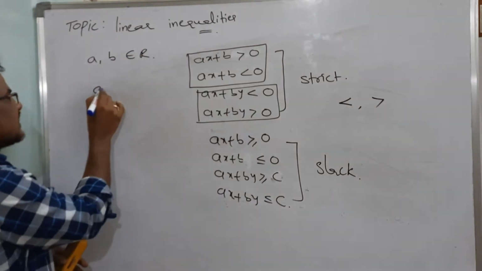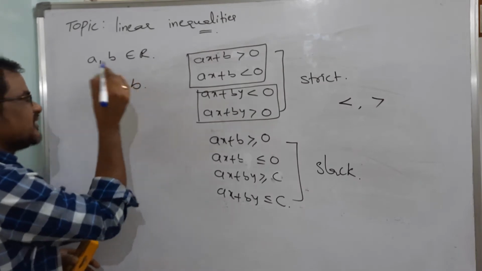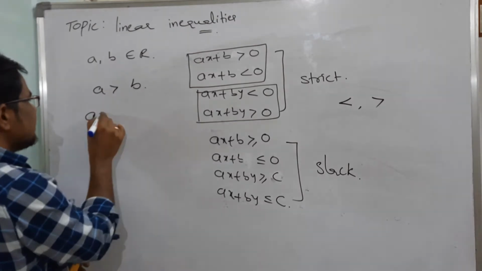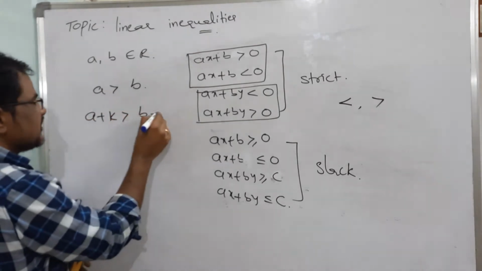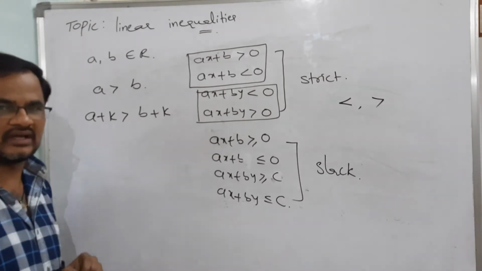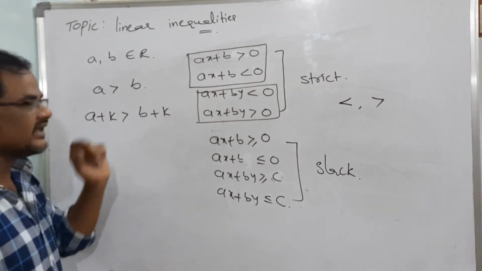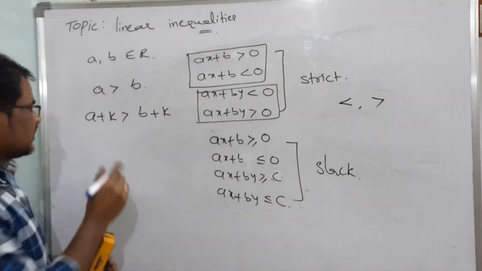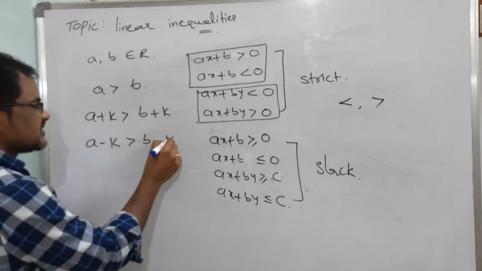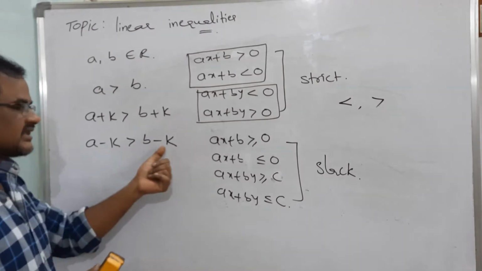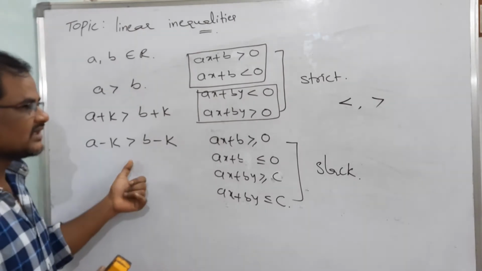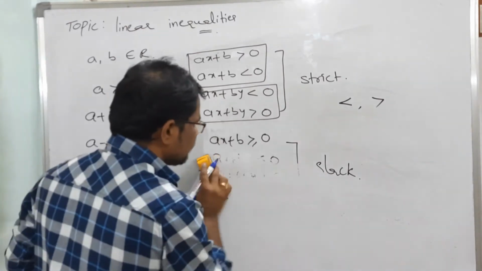Suppose a > b. If you add k, a + k > b + k, it will not affect the inequality. Here k is any real number. And a - k > b - k: if you subtract any real number k, it will not affect the inequality.